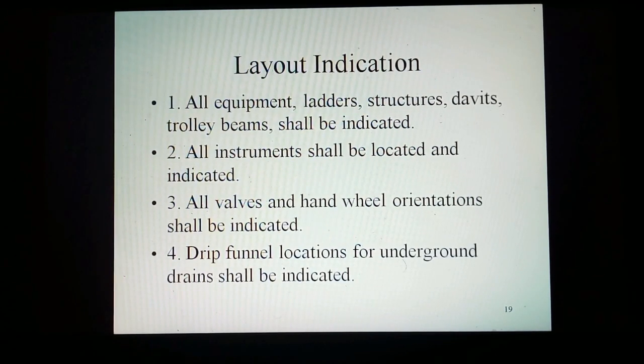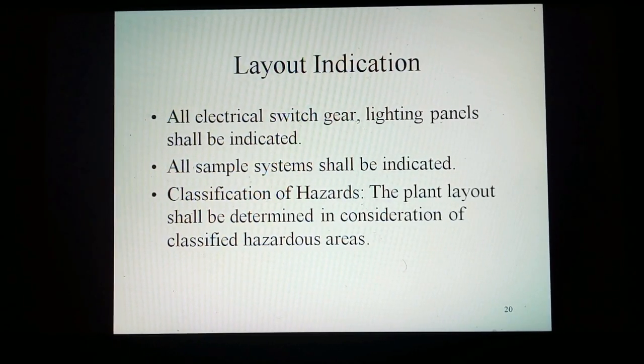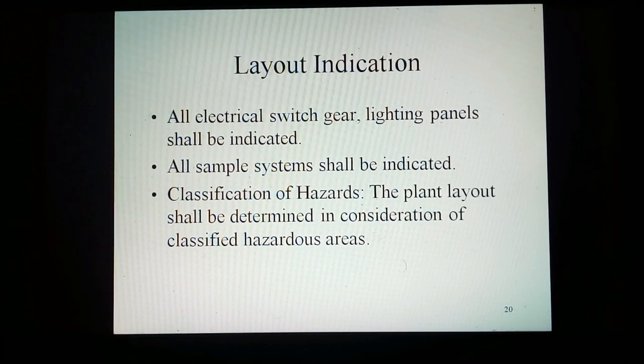Layout indication. The basic requirements to be met in the appropriate diagram when making the piping and equipment layout are: all equipment, ladders, structures, davits, trolley beams shall be indicated. All instruments shall be located and indicated. All valving and handwheel orientations shall be indicated. Drip funnel locations for underground drains shall be indicated. All electrical switch gear, lighting panels shall be indicated. All sample systems shall be indicated.